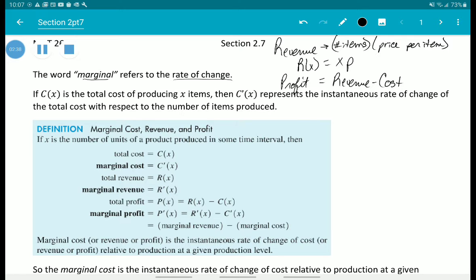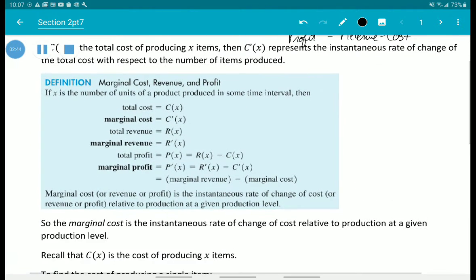So when you hear marginal, think derivative. Okay, so we're looking for an instantaneous rate of change. So if we have a total cost, then the marginal cost is the derivative of the cost equation. The same thing is going to be true with revenue and profit. If we have a revenue equation, remember, and we can find revenue by multiplying X times the price if we're given a price equation and not the revenue equation directly, then marginal revenue is the derivative of that.